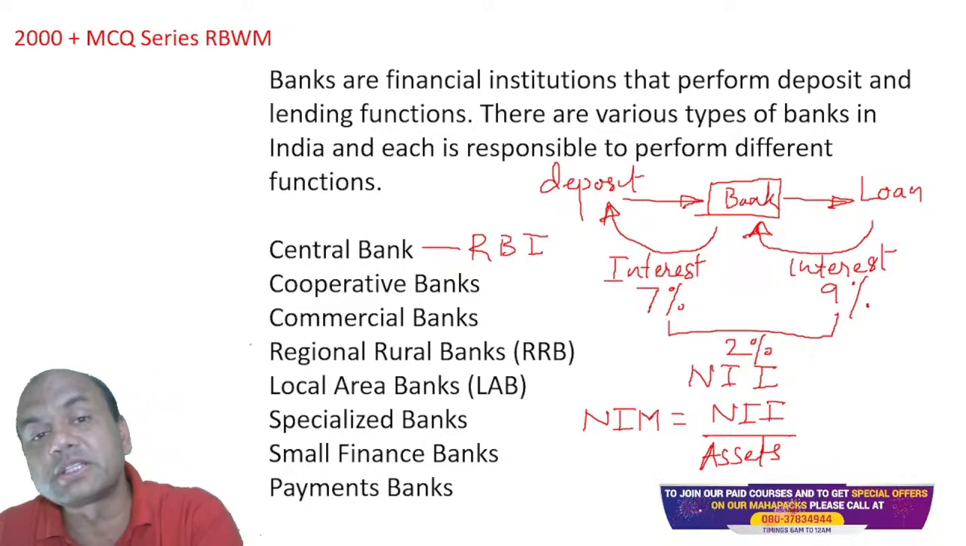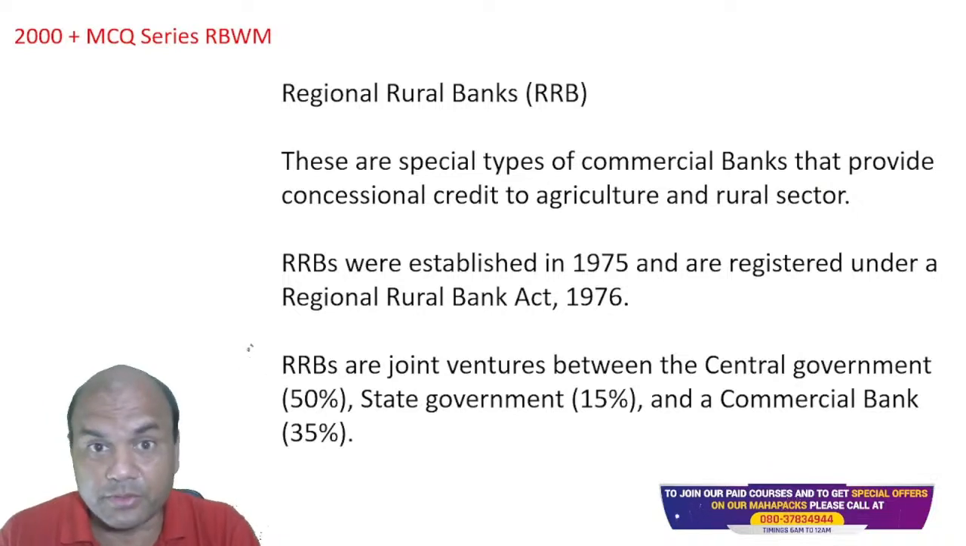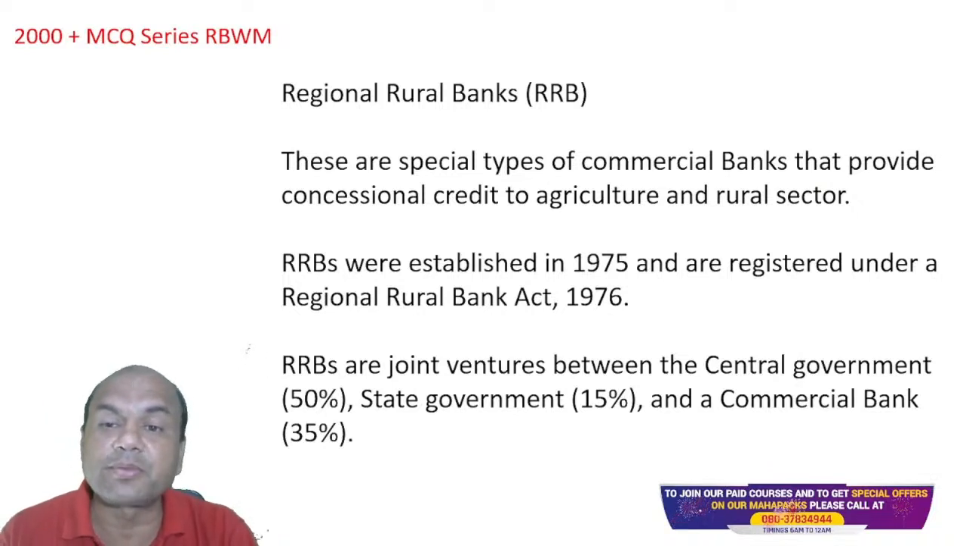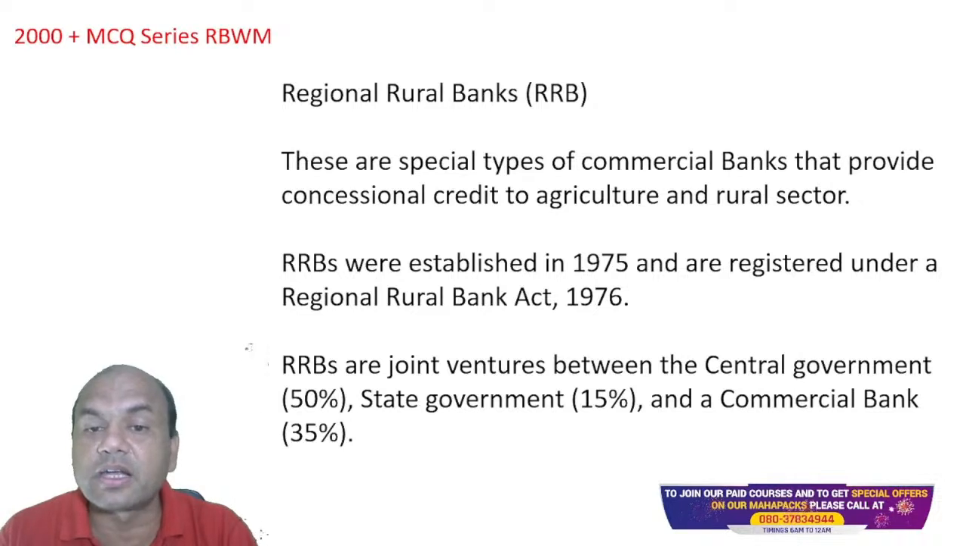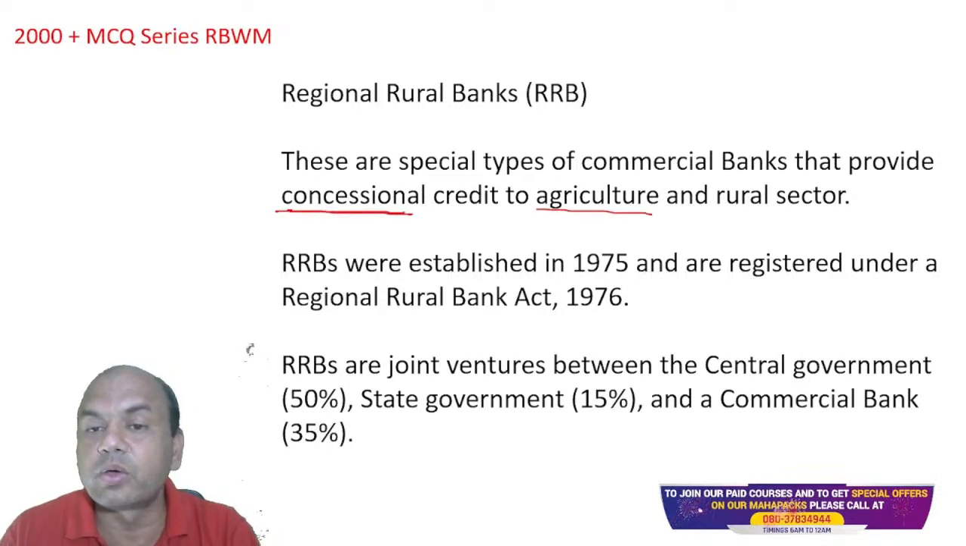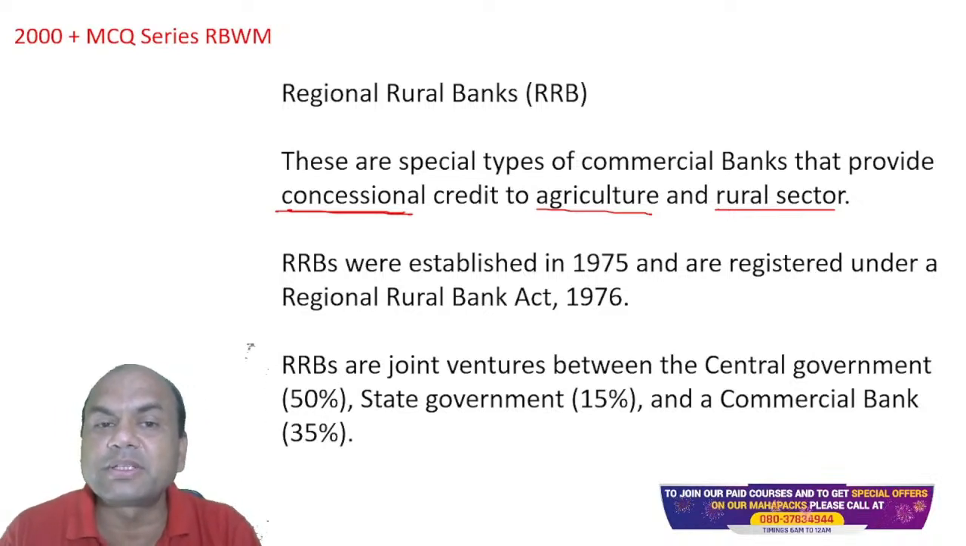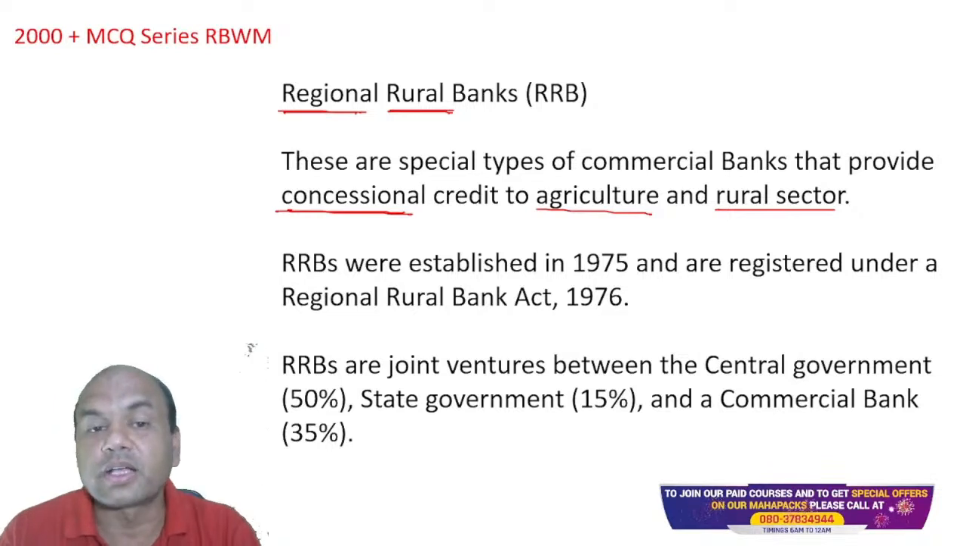Now, importantly, what is asked in the exam is RRB. They always ask about RRBs, because RRBs are actually nationalized banks as of now. These are special types of commercial banks that provide concessional credit to the agriculture and rural sector. Remember, concessional credit to agri and rural sector. See, the name itself, what does it say? Regional means related to that region only.